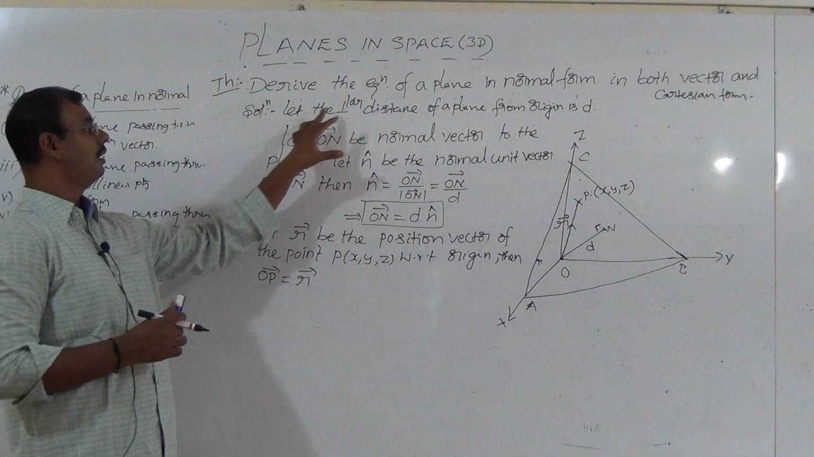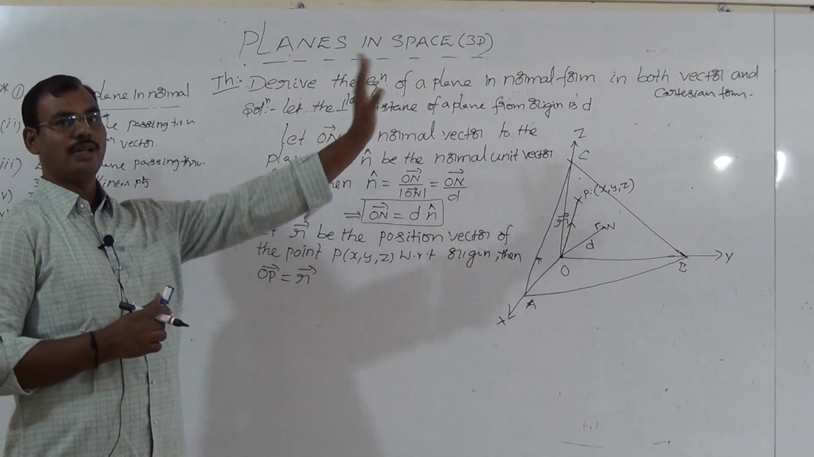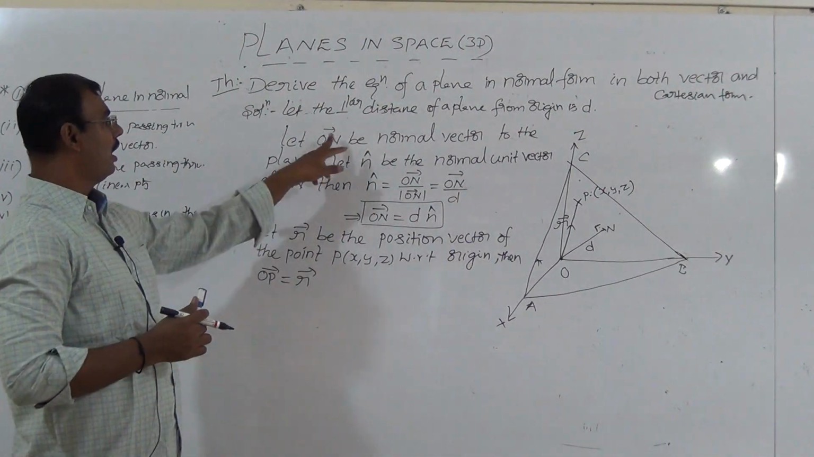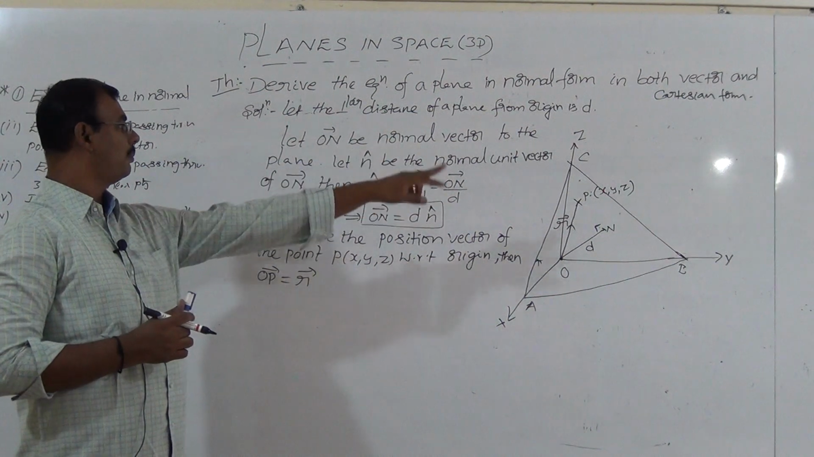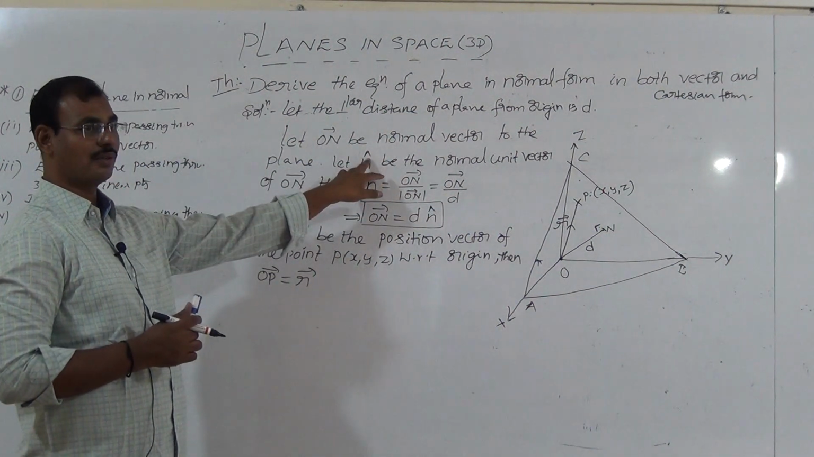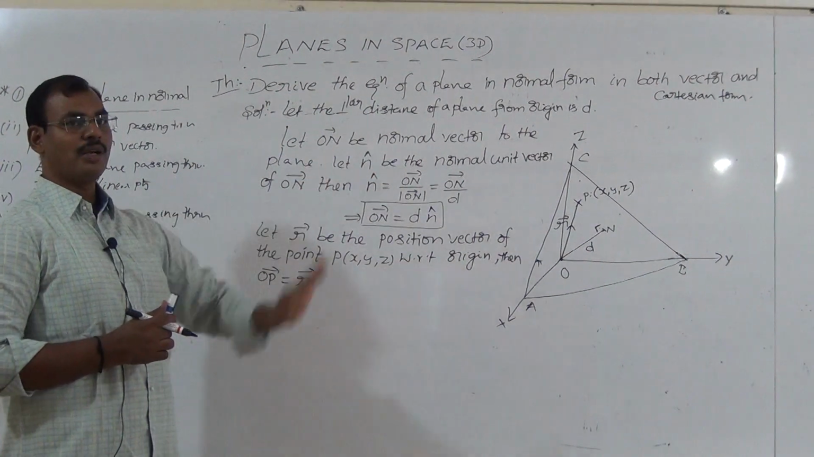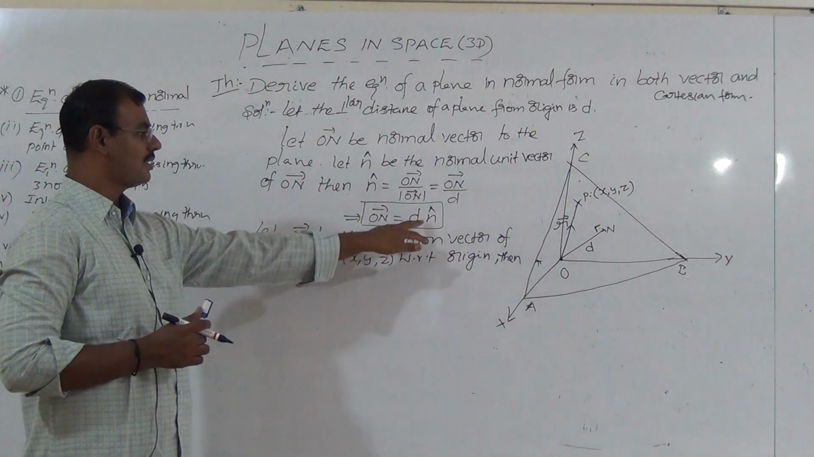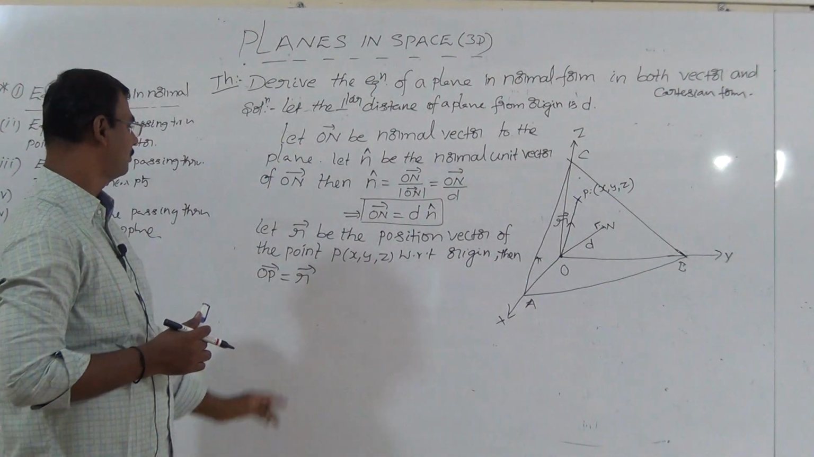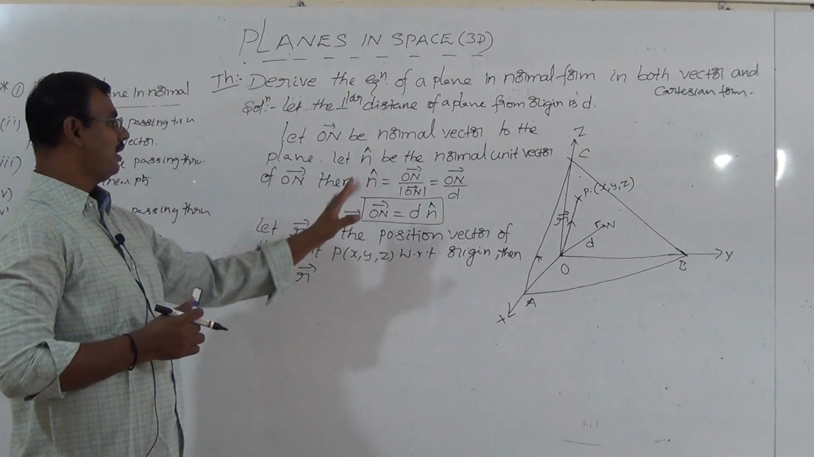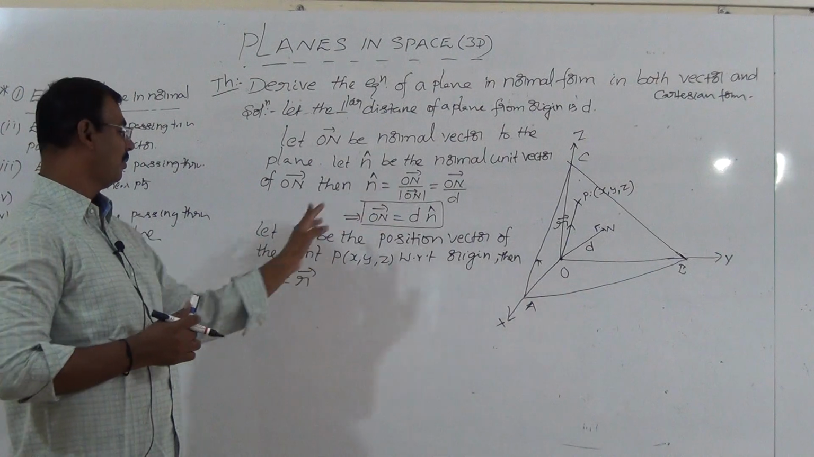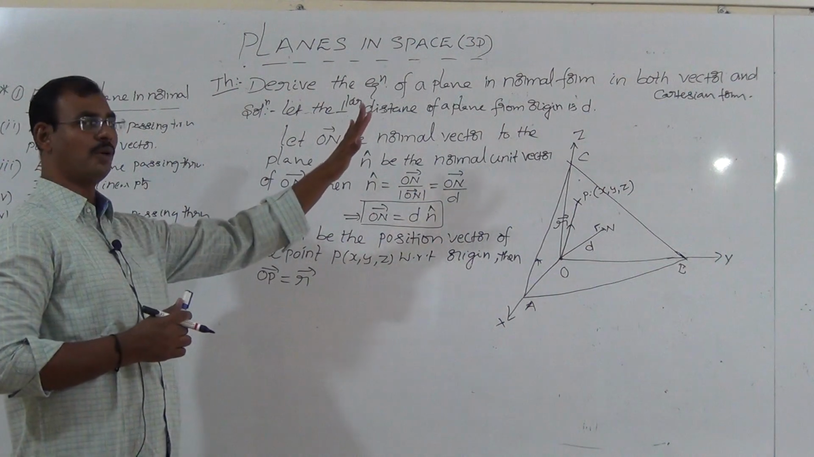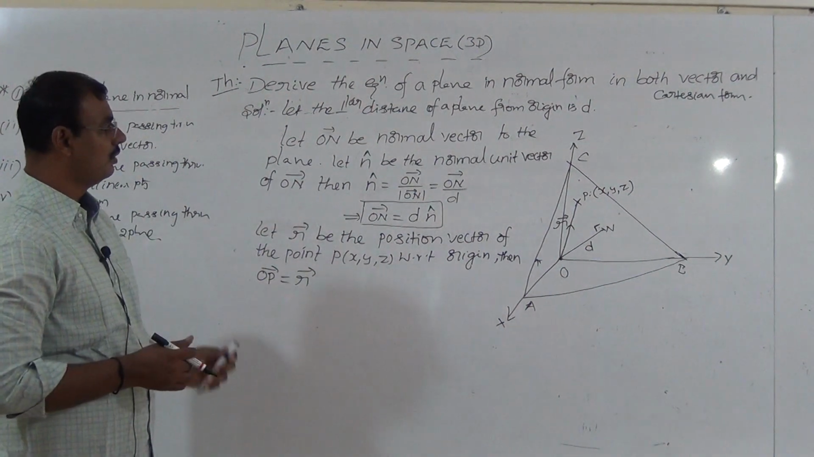So what is the first one? The perpendicular distance of the plane from the origin is given already in the statement, the normal form, that is D. Let ON bar be the normal vector to the plane. It has direction cosines. Let n cap be the normal unit vector of the ON vector. Then the ON vector is equal to distance into magnitude, D into n cap. P is any point on the plane, so let R bar be the position vector of the general point P with respect to the origin. So the OP vector is equal to R bar.